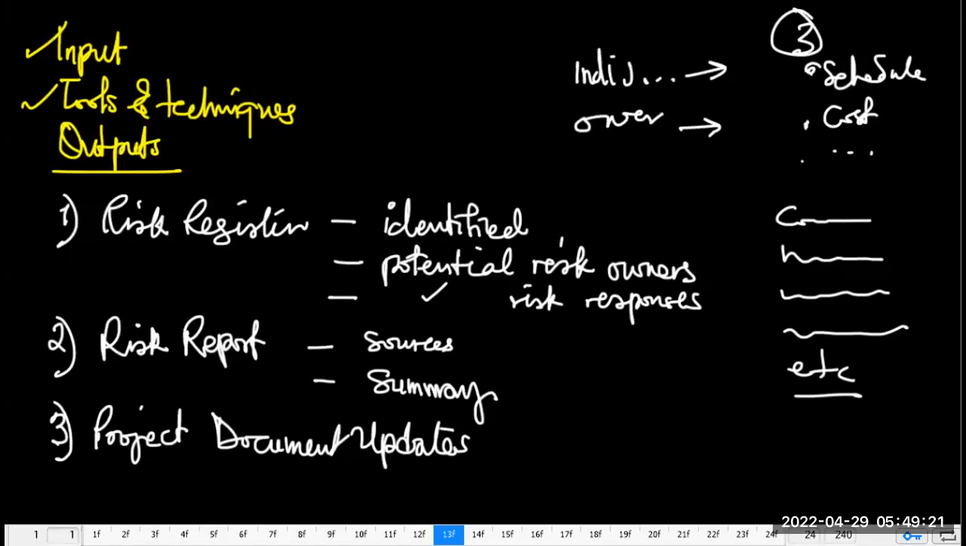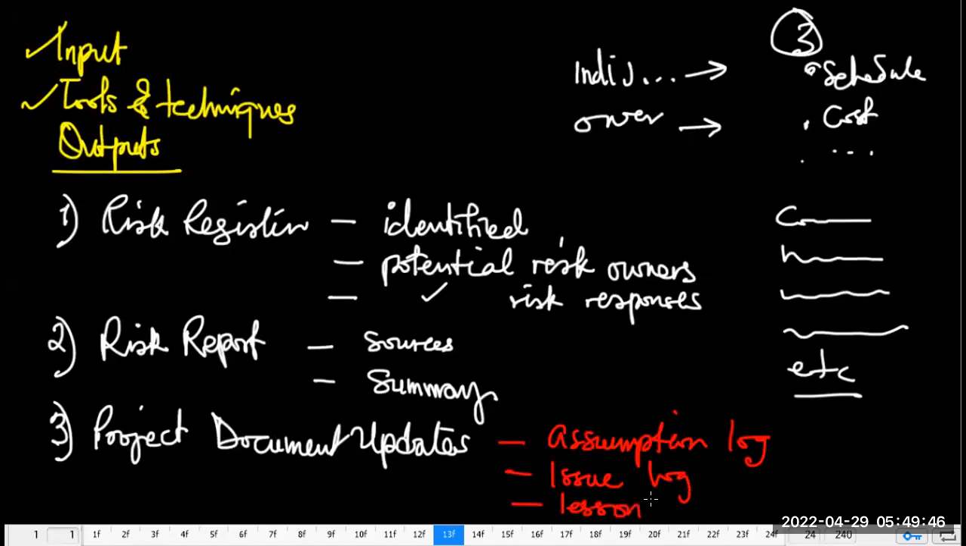So basically, specifically, we may want to update, especially, the assumption log, the issue log, and the lessons learned register. Take note.